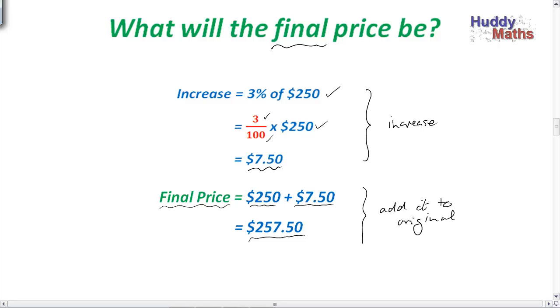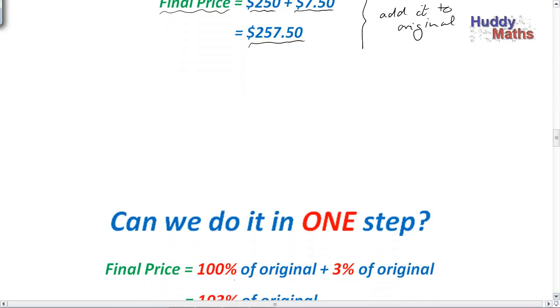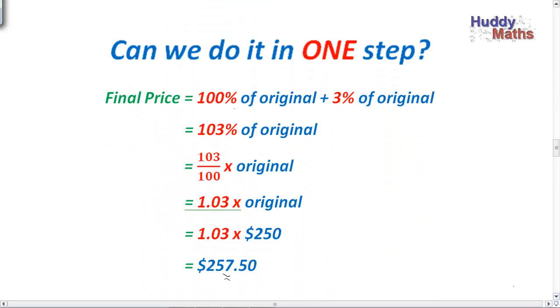Now that's interesting. I wonder if you've ever seen how to do it in 1 step. I've got a question for you here. Can we do it in 1 step? Oh, here we are. Let's see if we can use maths to the rescue. The final price will be 100% of the original price.